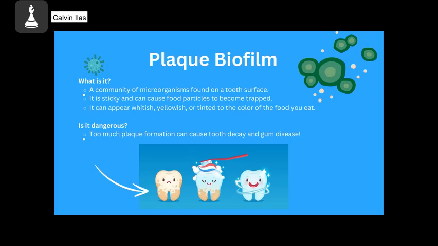So, to recap what plaque biofilm is, it is a community of microorganisms found on the tooth surface. It is sticky and can cause food particles to become trapped, and it could appear whitish, yellowish, or even the color of the food that we eat. Is it dangerous? Well, remember, too much plaque formation can cause tooth decay and gum disease.